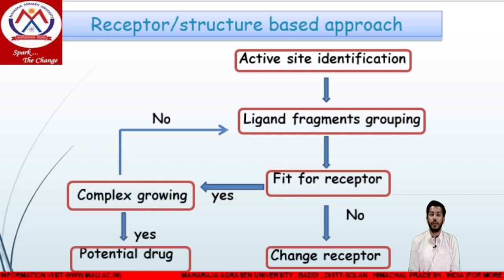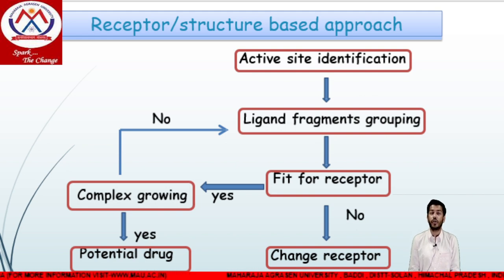If they fit the receptor, then we go to the complex growing. We will find out how the complex grows under the receptor, and if it gives positive results, then we have a potential drug. Then the drug is synthesized, and after various market studies, it undergoes clinical studies.